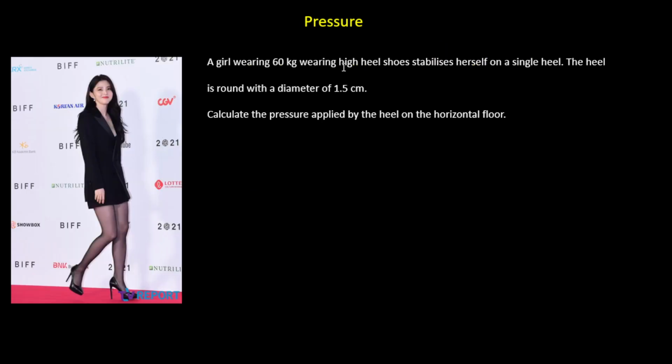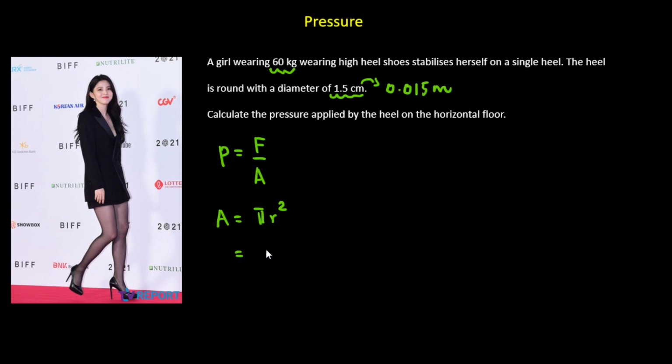A girl weighing 60 kg wearing high heel shoes stabilizes herself on a single heel. The heel is round with a diameter of 1.5 cm. Calculate the pressure applied by the heel on the horizontal floor. Notice here that the mass is 60 kilograms and your diameter is 1.5 centimeters. The equation is P is equal to F by A. So you need to find your area. A is equal to pi r squared. But rather than converting at the end, let's convert it here. 1.5 centimeters is equal to 0.015 meters.